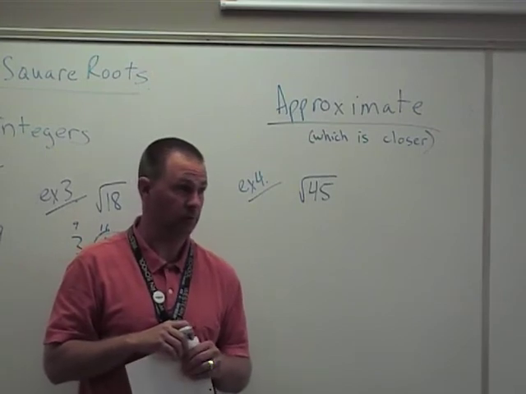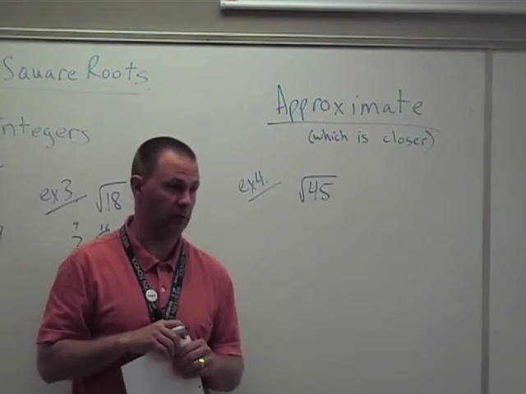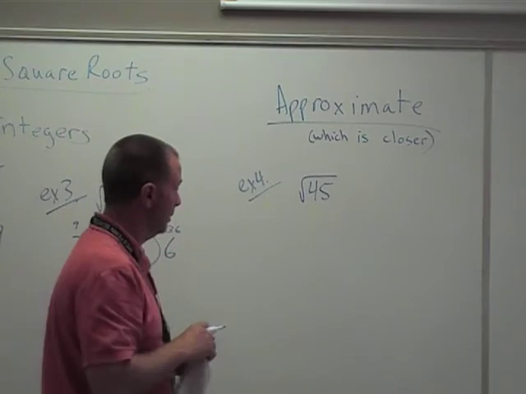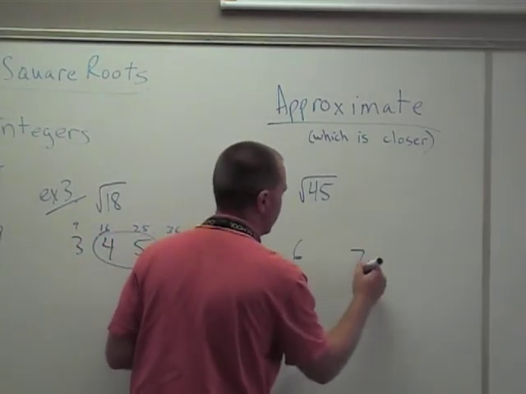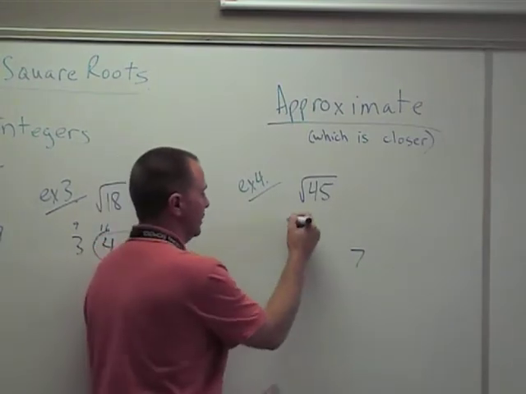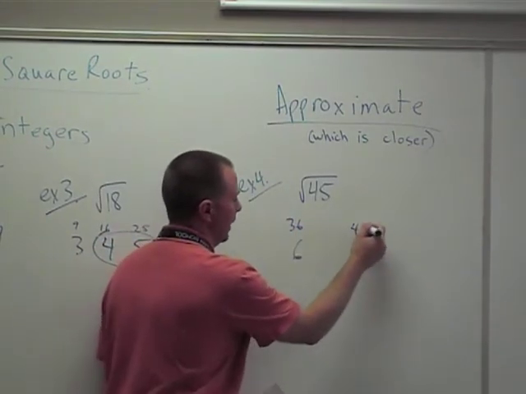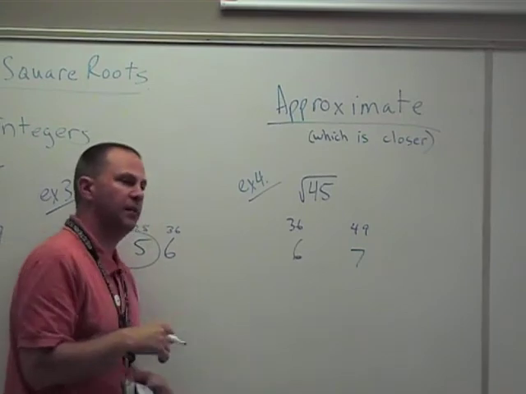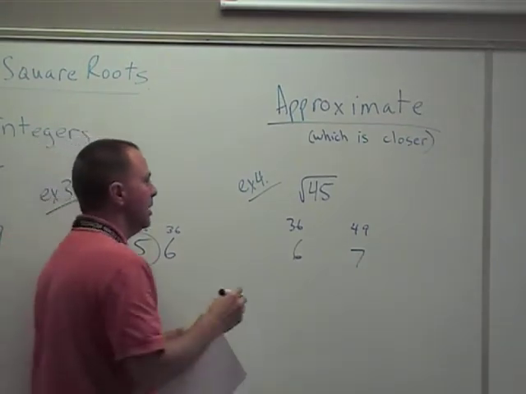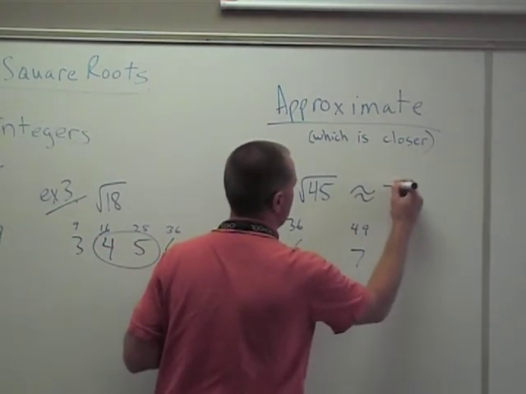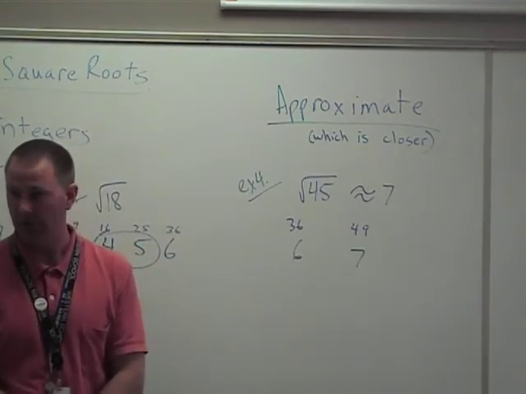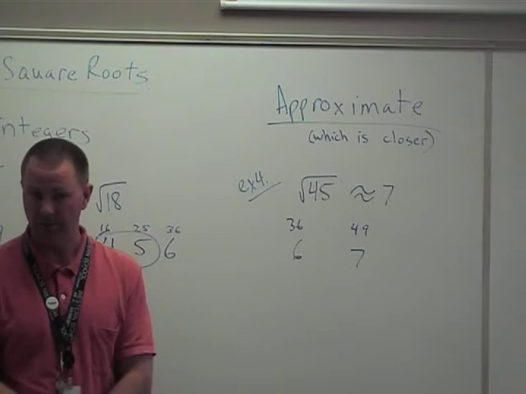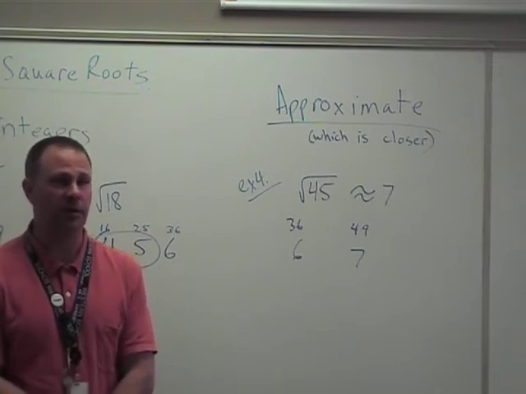What'd you get? 6 and 7. Now, which one is it closer to? Watch. So 6 squared is 36, 7 squared is 49. Which one is 45 closer to? 7. Okay, so this is going to be approximately 7 if you had to round it to the nearest whole number. So you're just approximating here.